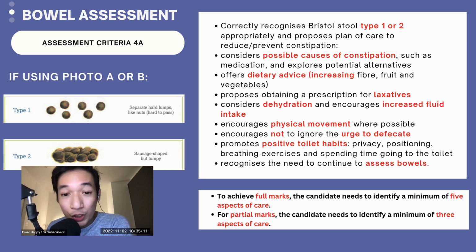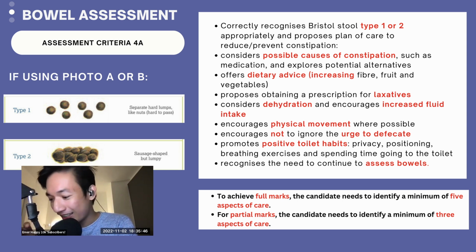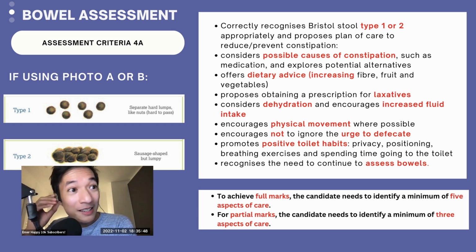And next is, of course, proposes obtaining a prescription for laxative. Definitely, that is the drug of choice. Let me ask the crowd again, what are your laxatives? Miss Retlaxido, I know we use that in care homes. You also use that in the hospital. Senna, Bisacodil, Movicol, there you go. Lactulose, there you go. Your docusate sodium. Well done. Thank you, guys.